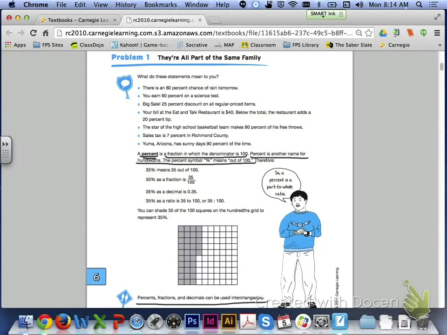You can also shade 35 of the 100 squares on the hundredths grid in order to represent 35%, as we see right here. Now, very, very important, percents, fractions, and decimals can all be used interchangeably, as you can see from the examples underneath the percent definition.